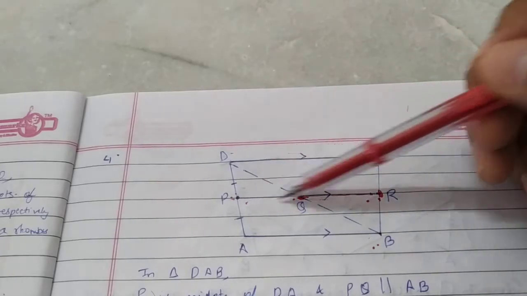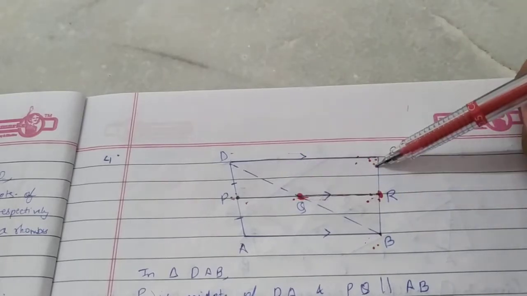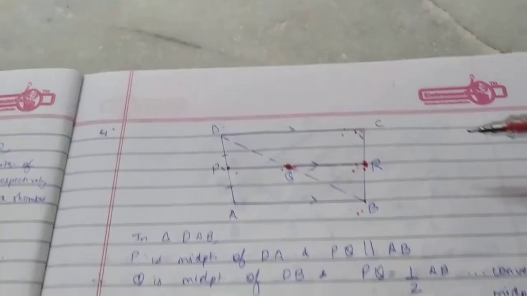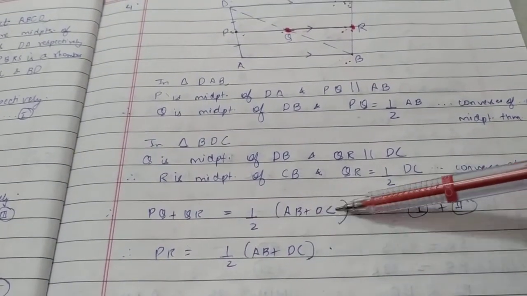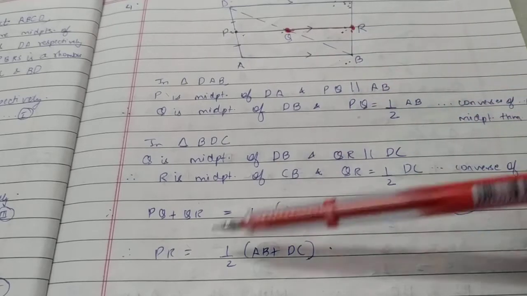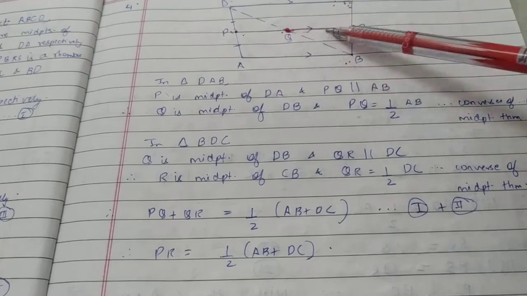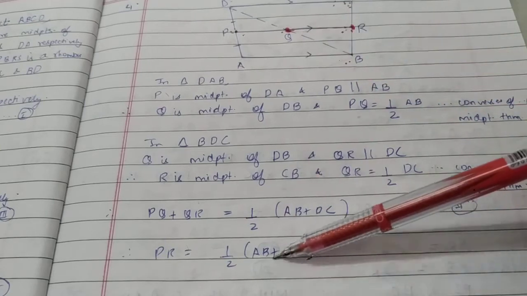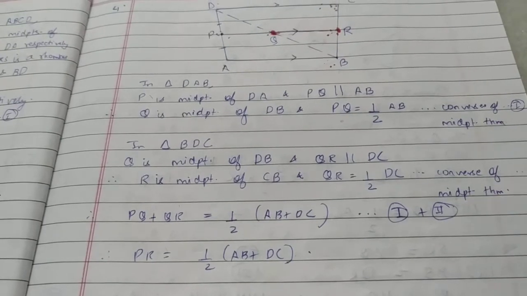So I proved PQ as half of AB and QR as half of DC. If you add these two statements, what do you get? PQ plus QR is half of this plus this. And by the way, PQ plus QR is PR. That is what was asked to be proved. So using the two triangles, I proved what was asked, using the converse of midpoint theorem twice.